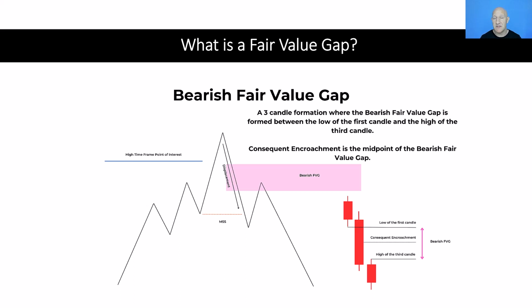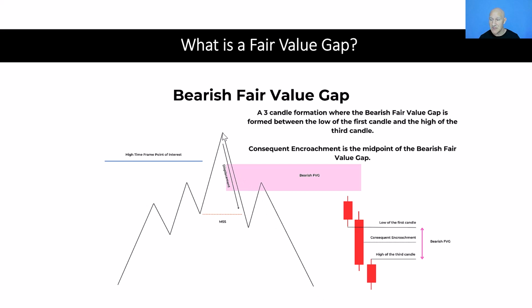If we look to the illustration on our slide, you can see we have price trending up towards a high time frame point of interest. We get price dig into that high time frame point of interest before pulling back, so we get a strong displacement away from that high time frame point of interest. That gives us our bearish market structure shift. Price trades back up into that displacement zone before trading lower.